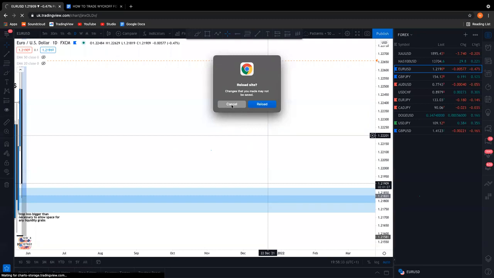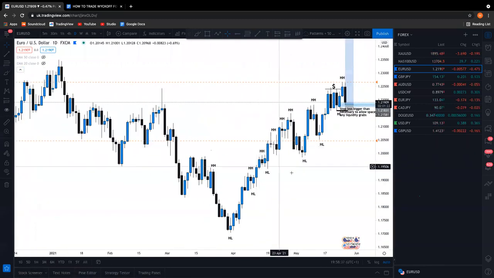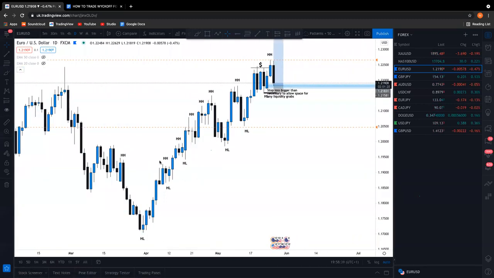Very, very clearly. Didn't mean to do that. You can see very clearly that we are in a bullish market, forming higher highs and higher lows. We have a low here, we have a high, low, high, low, high, low. You can just see from the market that it's forming higher highs and higher lows, right?